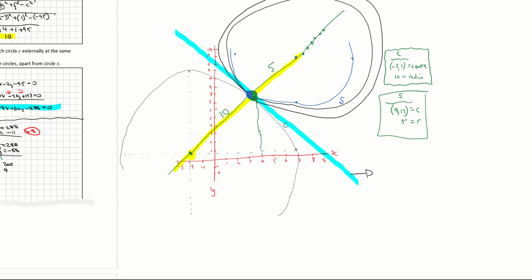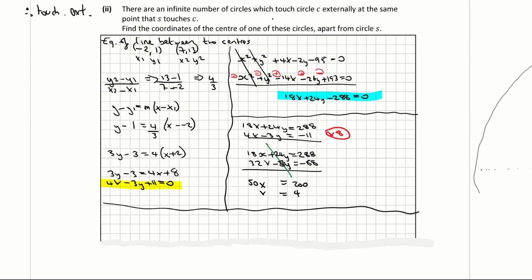Now we don't need the y, because all I need is that the point that I pick must have an x value greater than 4. Because if I use anything less than 4, I'm basically coming back inside the circle C. So my value for x in my equation of the new circle must be bigger than 4. Okay, so that's why we did out the simultaneous equations, just to get that value of 4.